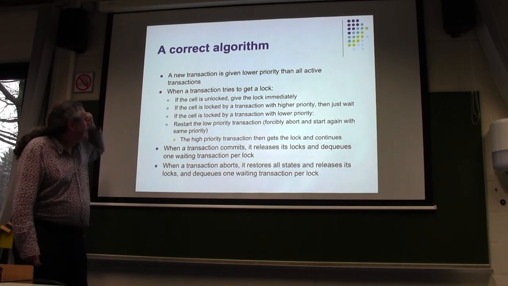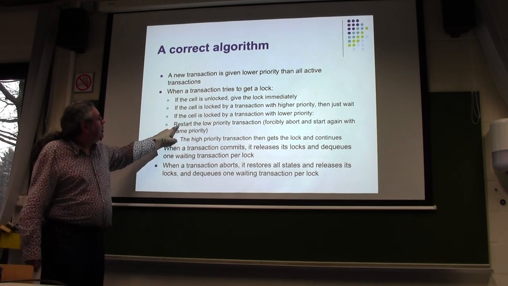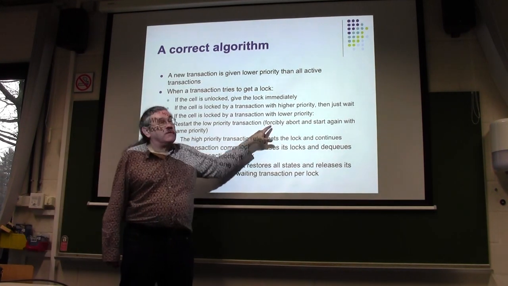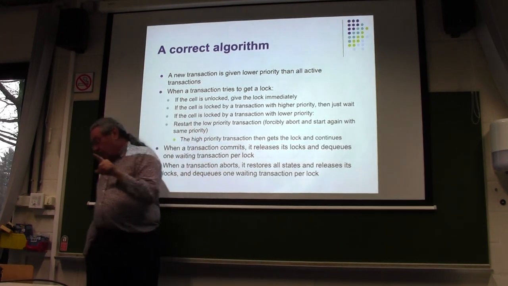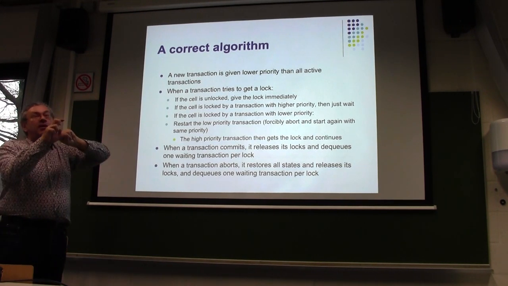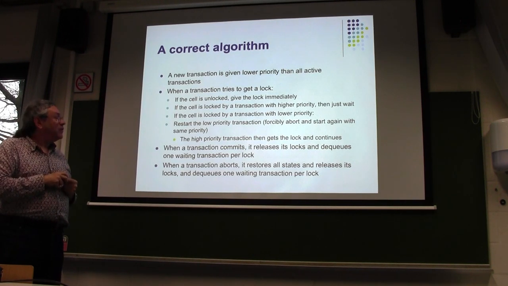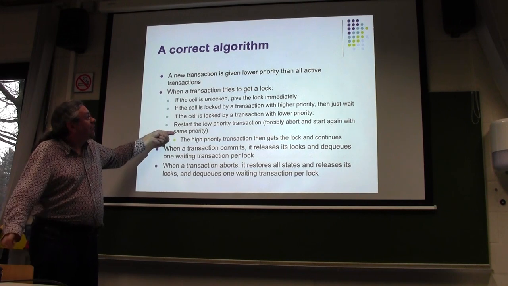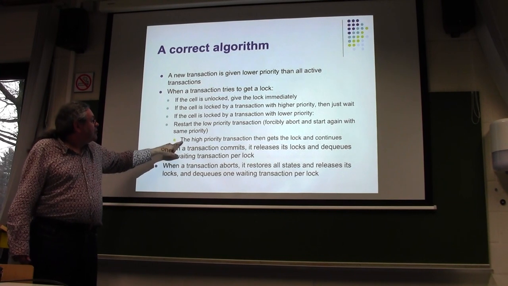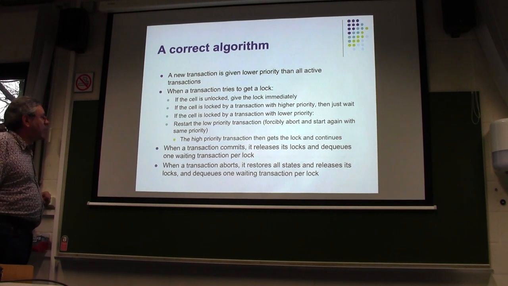And then I wait. But if the cell is locked by a lower priority transaction, I will restart that transaction, which basically means I will forcibly abort it. So you see, there has to be more than just locks going between the transaction manager and the transactions. The transaction manager can force a transaction to abort and restart, okay? So it forcibly aborts and restarts with the same priority, okay? So the high priority transaction gets the lock and continues, okay?